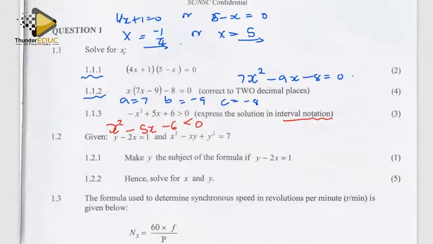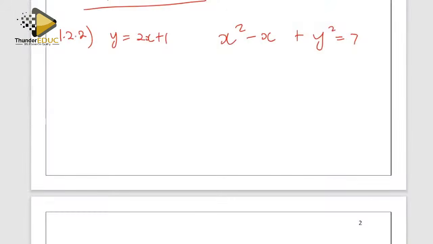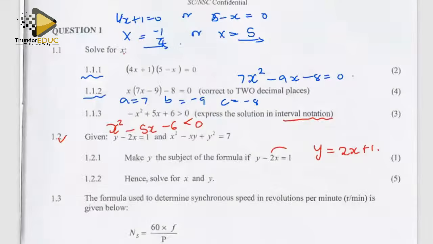Okay, then 1.2. Can you make y the subject of the formula if this is equal to 1? So let's move this 2x to that side, meaning that y is going to be 2x plus 1. And they want us to solve for x. So if y is 2x plus 1, this is 1.2. We said y is 2x plus 1. And then we have x squared minus xy, and then plus y squared equals 7.